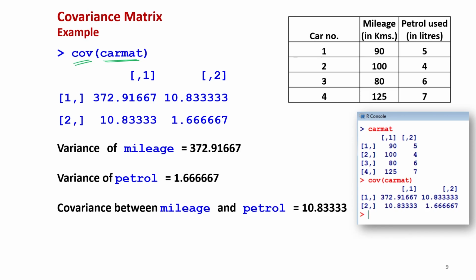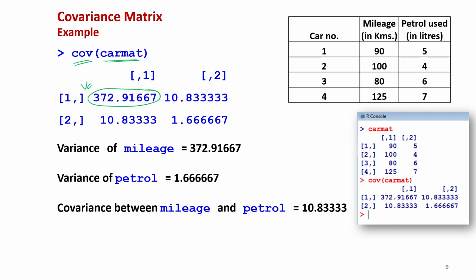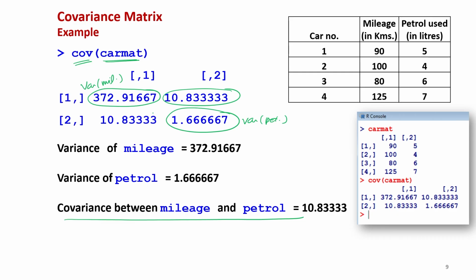The main thing here is you have to understand how you are going to read it. Your first variable was mileage, in the column you can see here, and the second variable was petrol. So this is the variance of mileage, and the second diagonal element is the variance of petrol, and the off diagonal element is the covariance between mileage and petrol, which is the same as the other off diagonal element, 10.833, right. So this is how you can compute and interpret it.